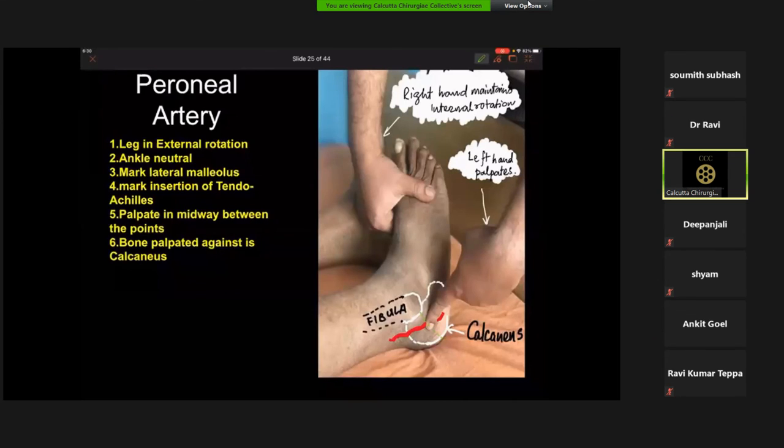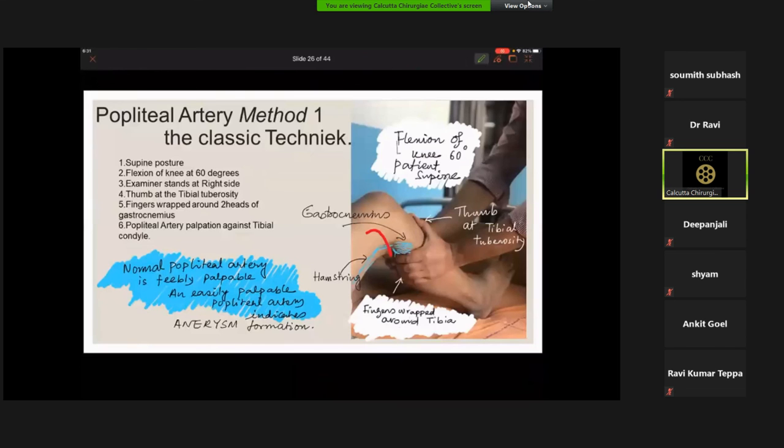When you talk about the peroneal artery, the leg is internally rotated and you feel with the left hand. So this is the peroneal artery, and as I said, the popliteal artery trifurcates: anterior tibial, posterior tibial, and the peroneal. People add that the peroneal is a branch of the posterior tibial. No, sir. In an angiogram and in clinical practice, that is different.